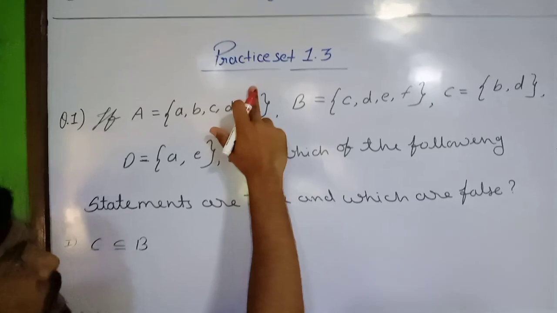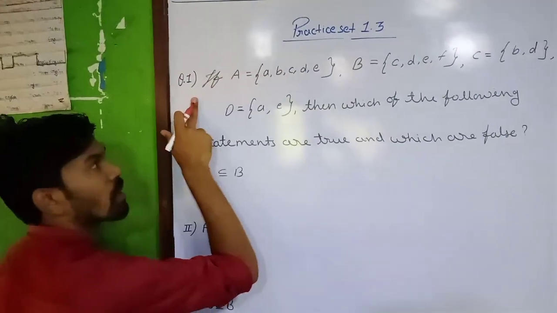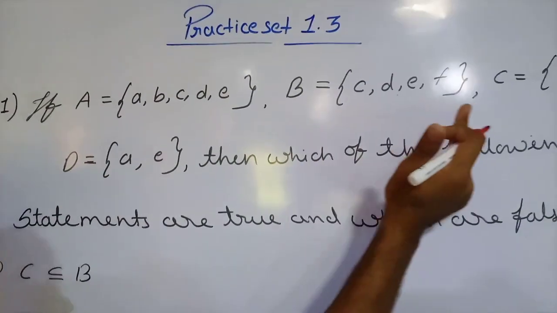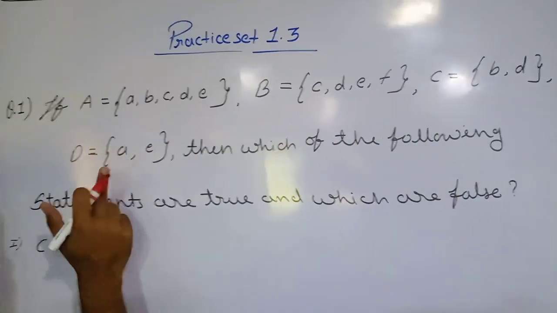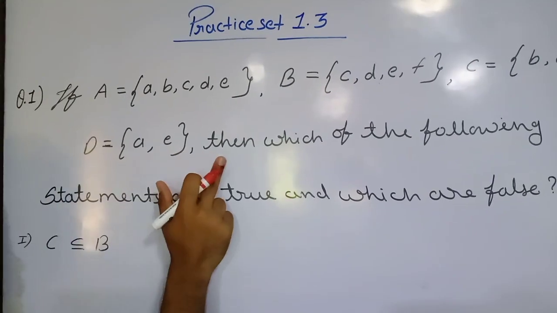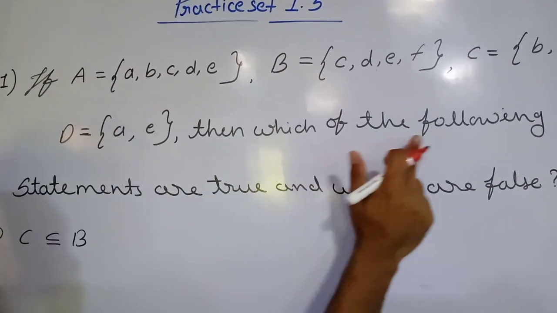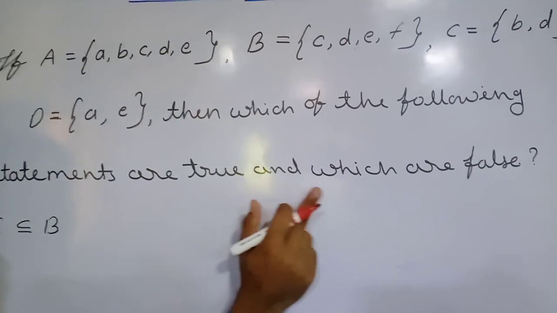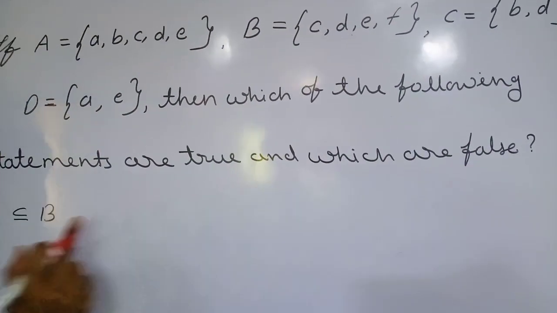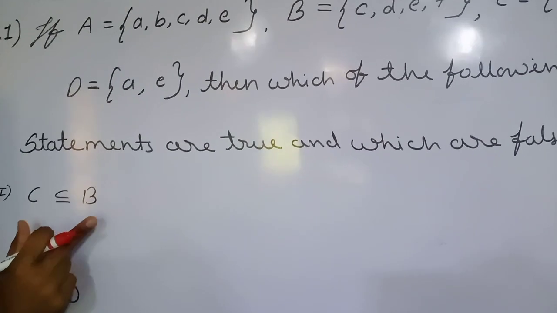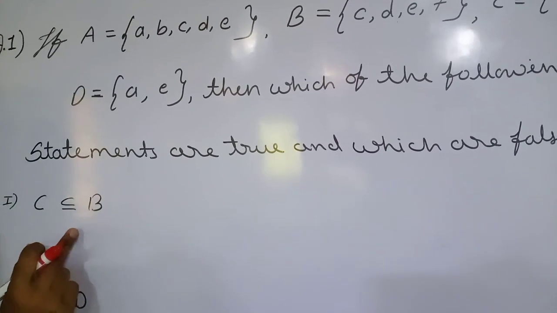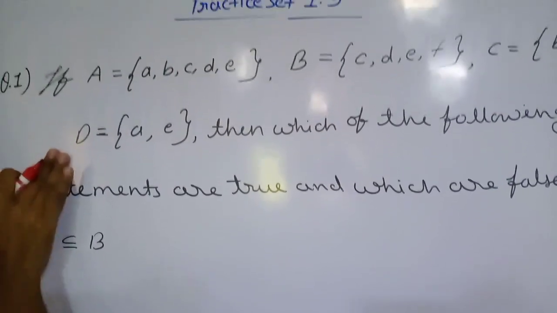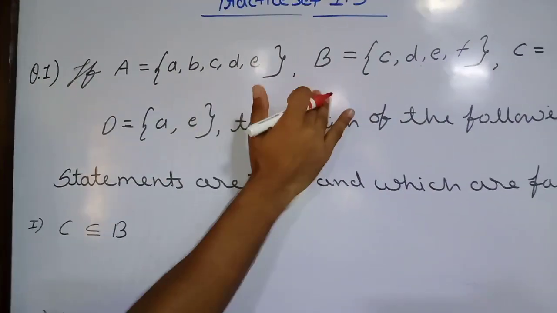Let's start practice set 1.3. Question number 1. If set A is given, set B is given, set C is given and set D is given, then which of the following statements are true and which are false? Here we have the sub questions. We are going to decide whether the given statements are true or false by checking from these given four sets.